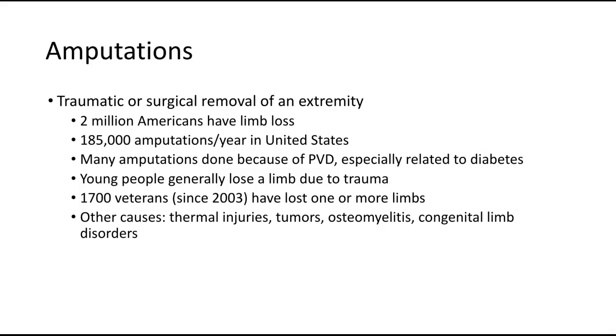And sadly, many of these are done because of peripheral vascular disease, especially related to diabetes. If a younger person loses a limb, it's generally secondary to trauma. And 1,700 veterans since 2003 have lost one or more limbs. Other causes can be thermal injuries, tumors, osteomyelitis, which is infection of the bone, and congenital limb disorders.